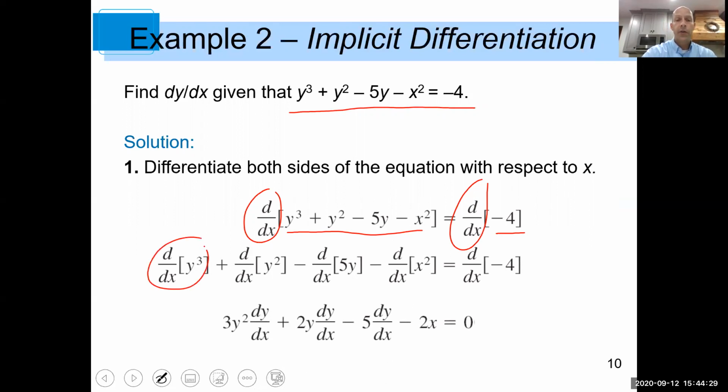Notice that on these first 3 terms on this side, the variables don't agree, so we have to do the chain rule. So the derivative of y cubed right here is going to be 3y squared, and then you have to add this extra factor of dy/dx. However, when we did the derivative of x squared, since the variables agreed, it's just -2x. And don't forget the derivative of a constant is just 0.